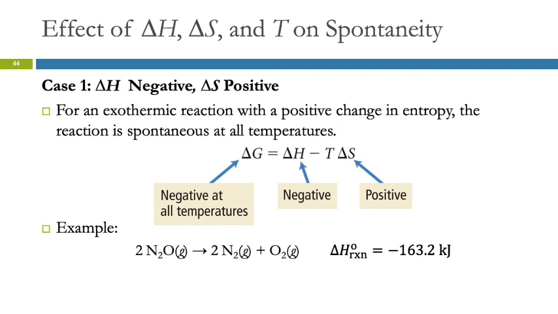Does that make sense? We're not actually calculating delta G, we're just looking at the sign of delta G. So if delta H is negative, here we have a negative minus a positive, that's going to be more negative, right? Delta G is negative. So spontaneous at all temperatures.